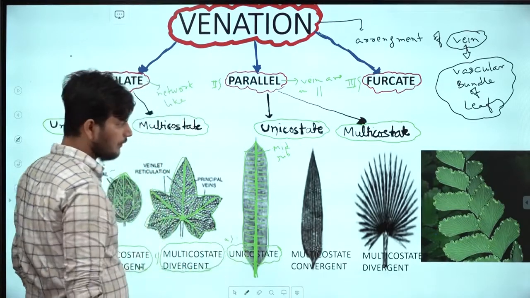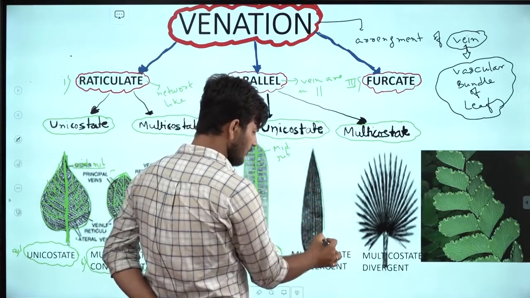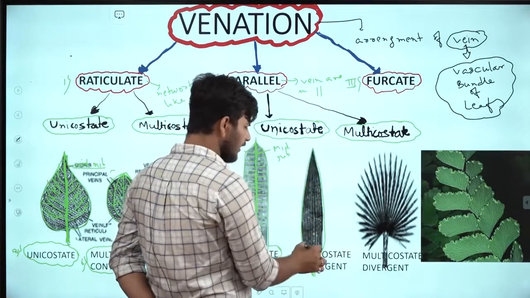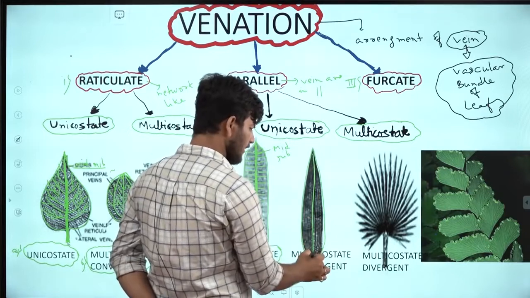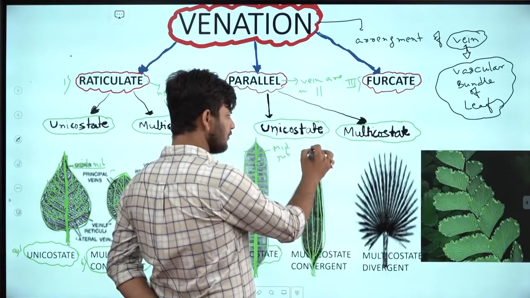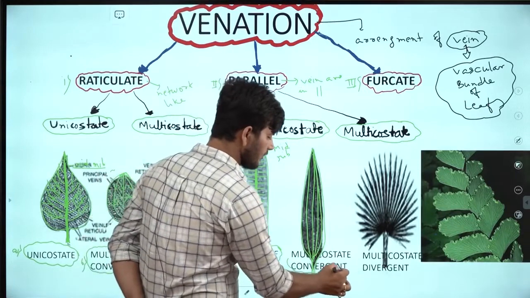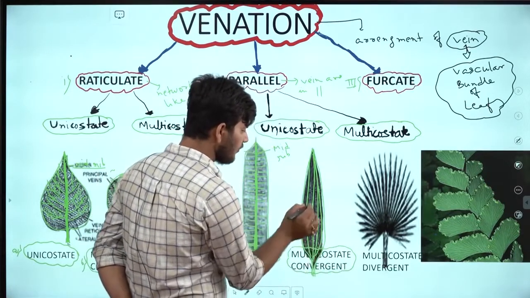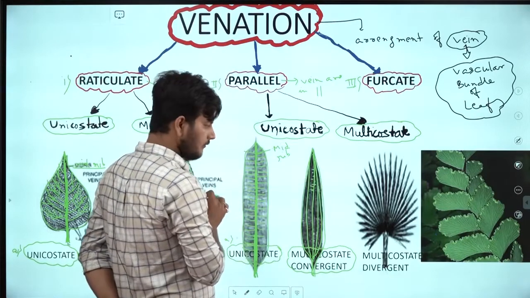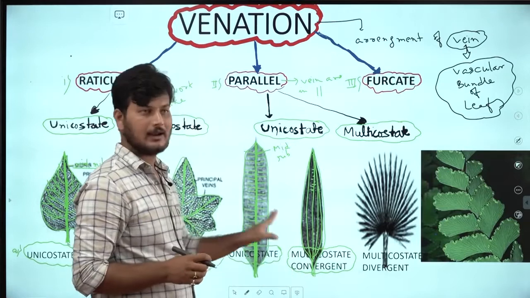I am writing here A. In the second case, in this figure, there is no midrib concept. A lot of veins originate, and all the veins converge at a tip point. Since all converge, it is called convergent. And the veins are in a parallel position, so it is termed parallel venation. It is a multicostate convergent parallel venation.